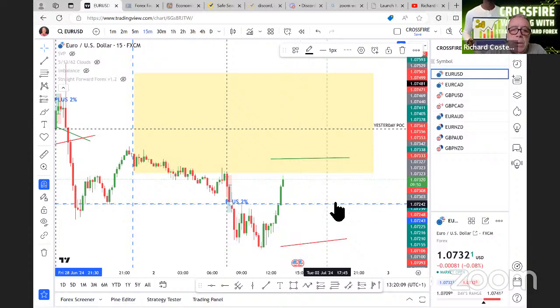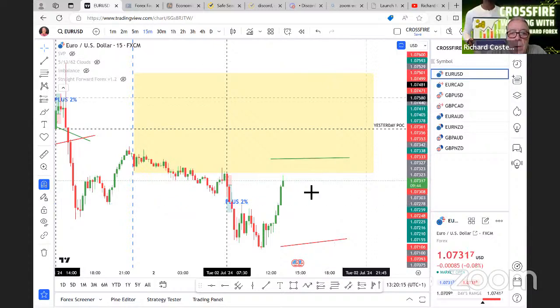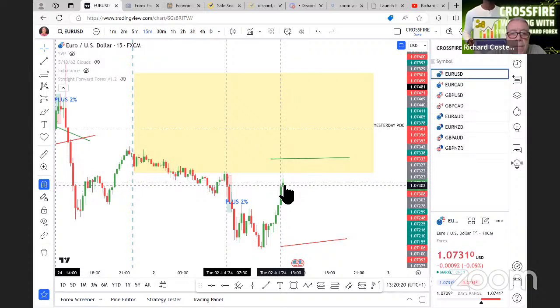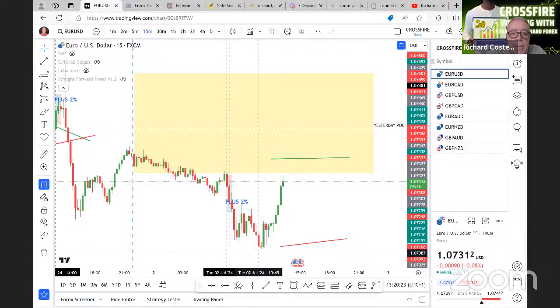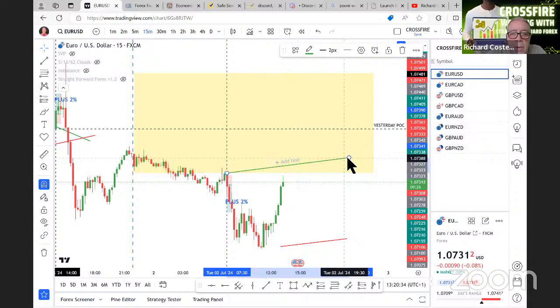I'm going to get rid of that line. That's going to be a distraction. So I'm looking at the top of the wick on the 1 o'clock candle. I'm looking left, and I can see that that one is slightly higher. So I'm going to drag that trend line to that point there and drag this down so that it touches the top of the 1 o'clock.